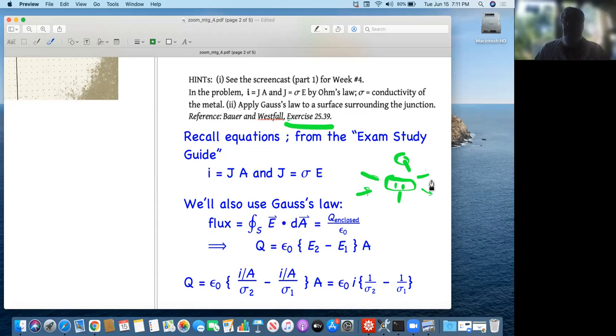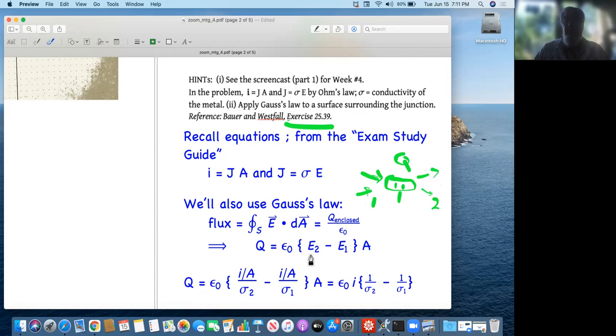The flux of E, well, this is metal number 2. Over here is metal number 1. So the flux coming out of metal number 2 is E2 times area. Flux is field times area. And it's the outward flux, so it's the flux to the right.